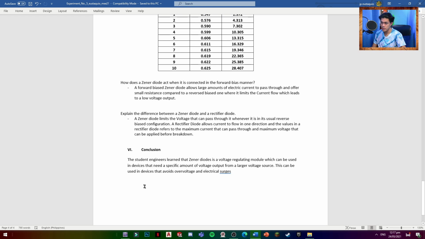So in conclusion, the student engineers learned that Zener diodes are a voltage regulating module, which can be used in devices that need only a specific amount of voltage output from a larger voltage source. This can be used in devices that want to avoid overvoltage and electrical surges.